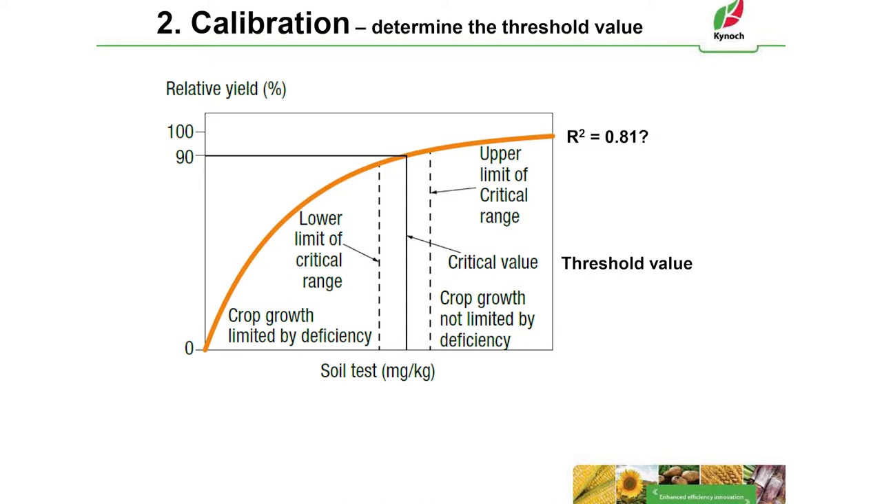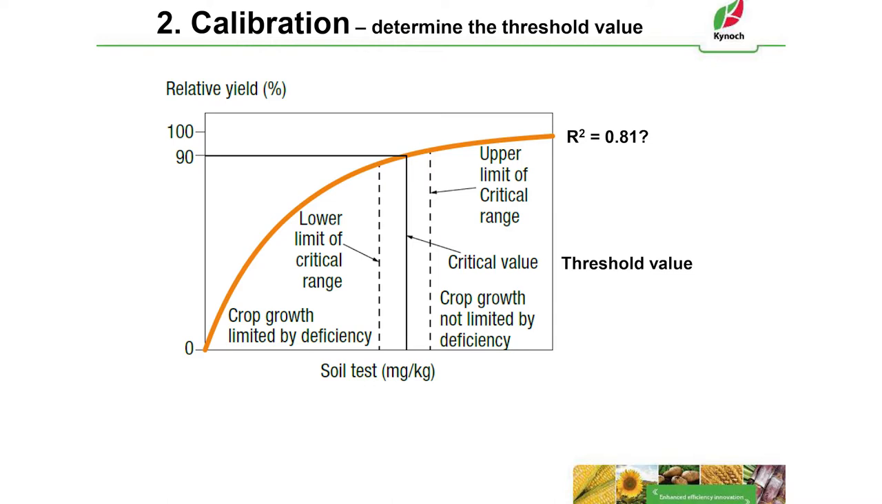So first of all, normally you will use a 90% or a 95% value. If you look at 90%, then you will see, okay, the threshold value there must be, let's say, 25 milligrams per kilogram. And then some guys will say there's an upper limit for the threshold value and a lower limit for the threshold value, and they will call that the optimum range.